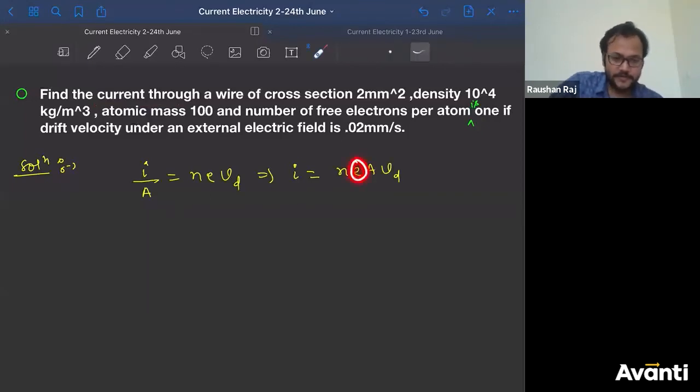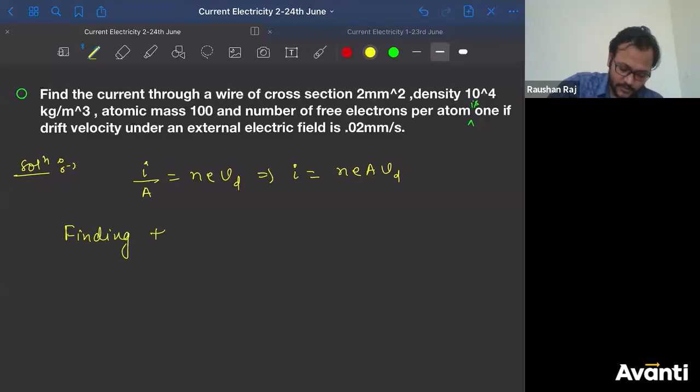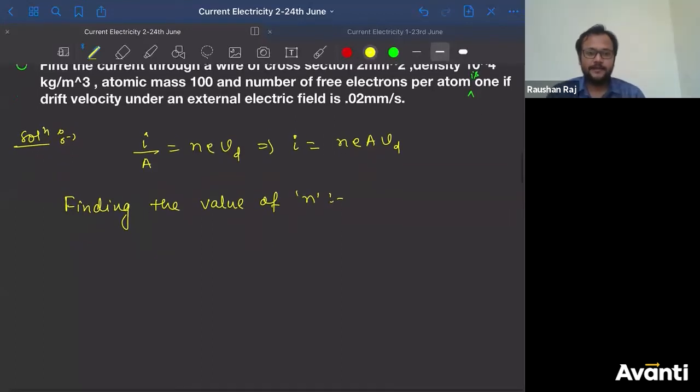I know the value of e easily, I know the value of A also, I know the value of vd also. Everything is given to us directly. e everyone knows, but area is given to us, vd is given to us directly. How will you find the value of number of free electrons per unit volume? Tell me guys, how will you find it?